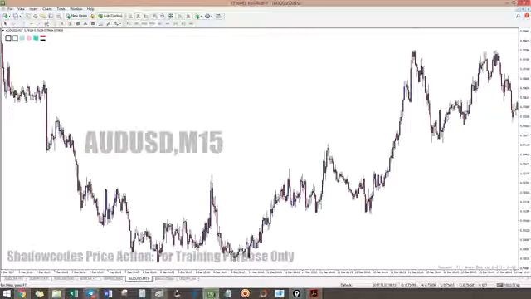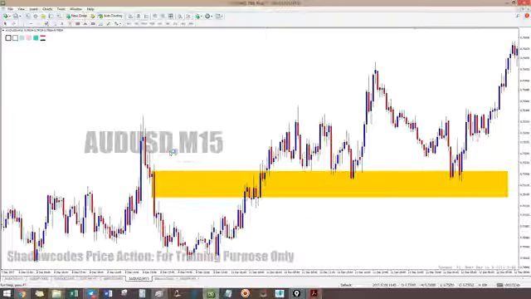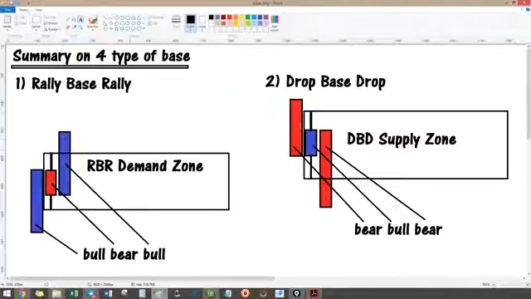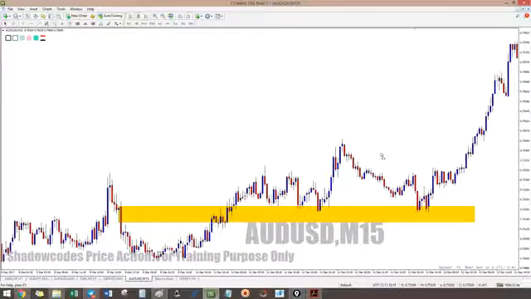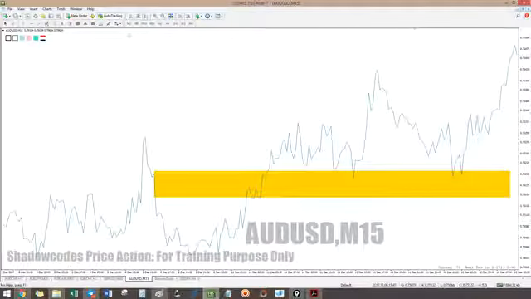Okay, alright. We're here. This is a drop base drop, and then it becomes a swap zone over here. Drop base drop, bear bull bear. Over here, drop base drop, bear bull bear. It's a demand zone. It's a supply zone, and then it gets broken, and then it can support price. So this is a swap zone. If you change to line chart, we'll see something like this.